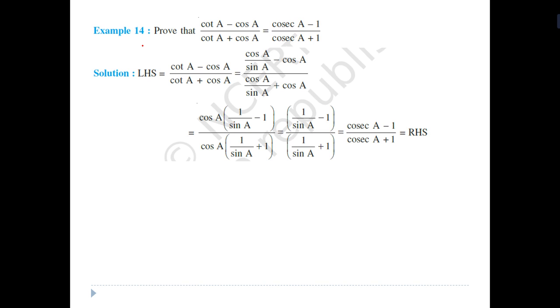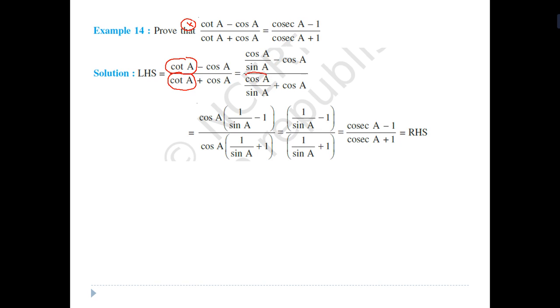Okay, one more example that we have to see. Prove that (cot A minus cos A) upon (cot A plus cos A) is equal to (cosec A minus 1) upon (cosec A plus 1). So we have to concentrate from here: cot A minus cos A upon cot A plus cos A. What we have decided is that everything we convert into sin and cos. So cot A means cos A upon sin A minus cos A, and again cos A upon sin A plus cos A.